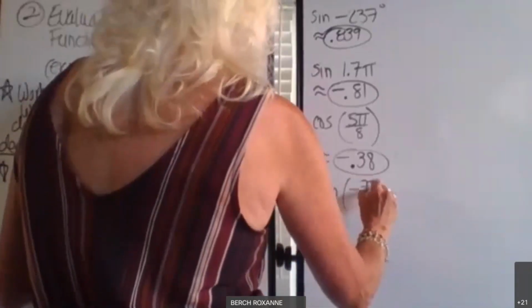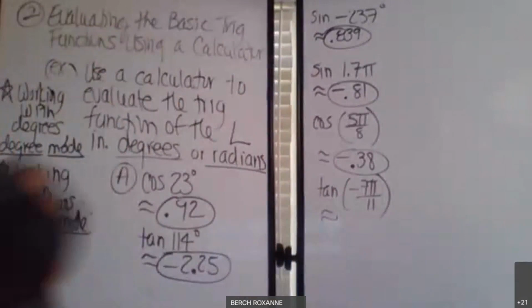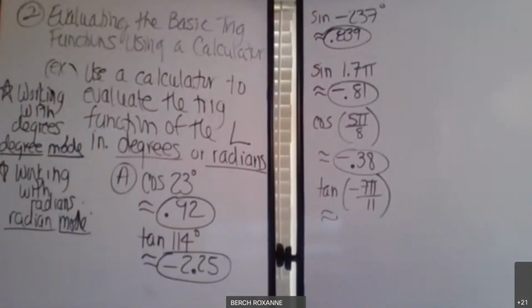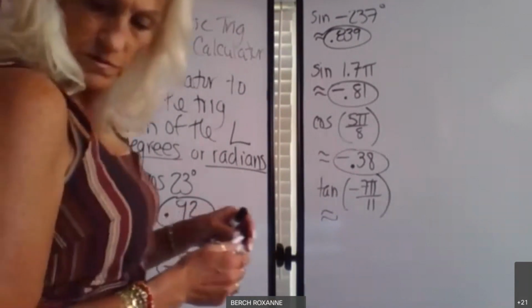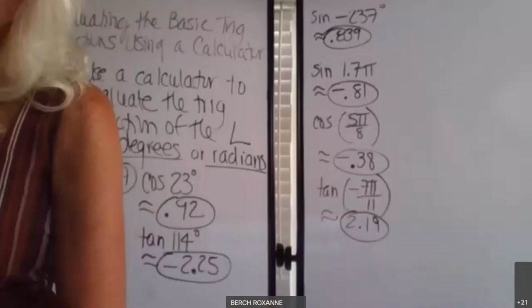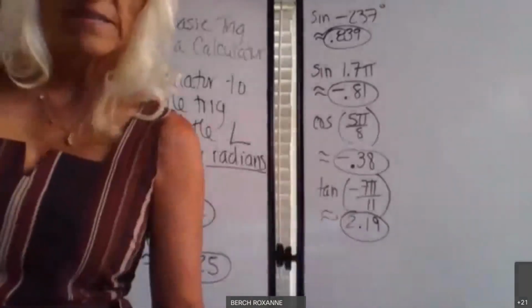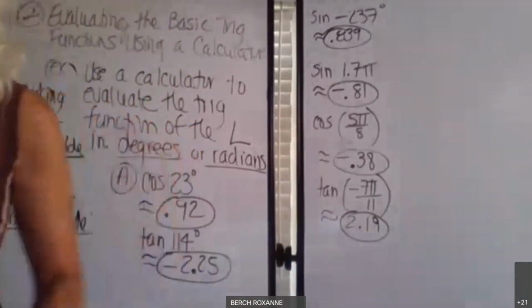And the last one would be tangent of negative 7 pi over 11. That's about what? I got 2.1896. It's about 2.19. Okay, any questions about evaluating basic trig functions that can't be done by hand? All right.